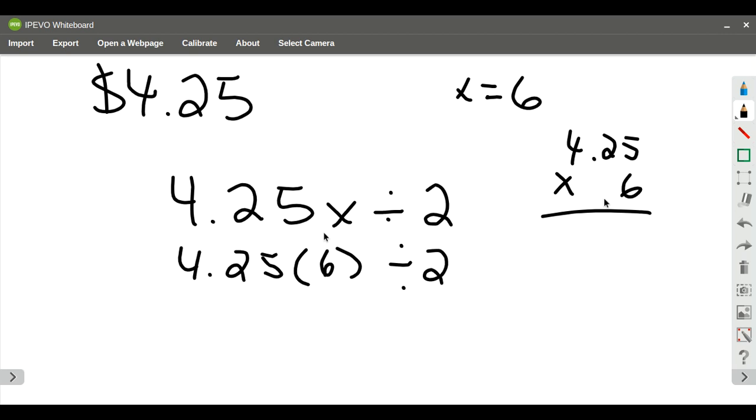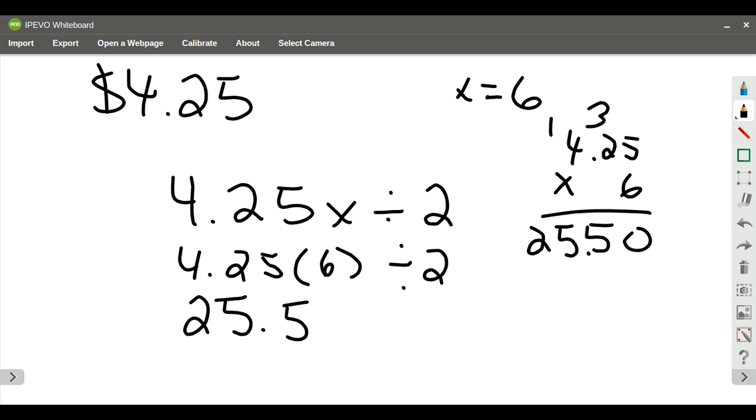So when I do 6 times 5, that's going to be 30. Put down the 0, regroup the 3. 6 times 2 is going to be 12, plus 3 is going to be 15. So I put down the 5, I regroup the 1. 6 times 4 is going to be 24, plus 1 is going to be 25. And then I need to look at how many values are behind the decimal. So I have 2 values behind the decimal. So it's going to be 25 and 50 hundredths. So I'm going to take 25 and 50 hundredths, and I'm going to divide that by 2.